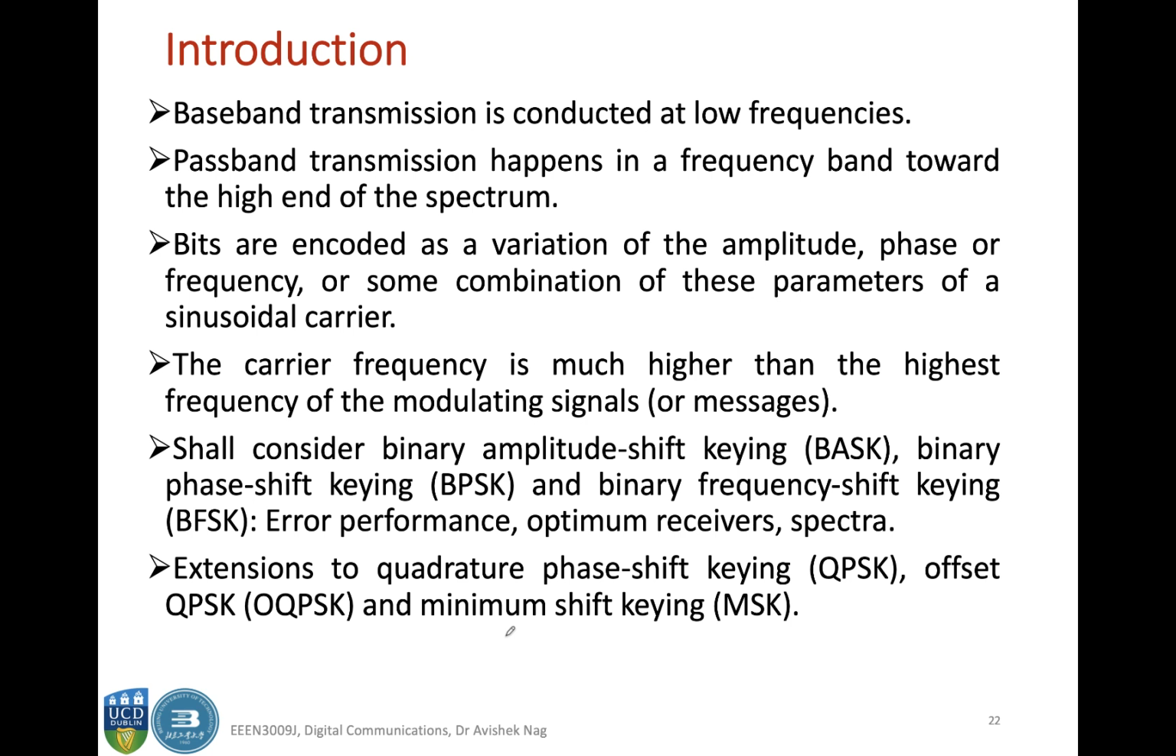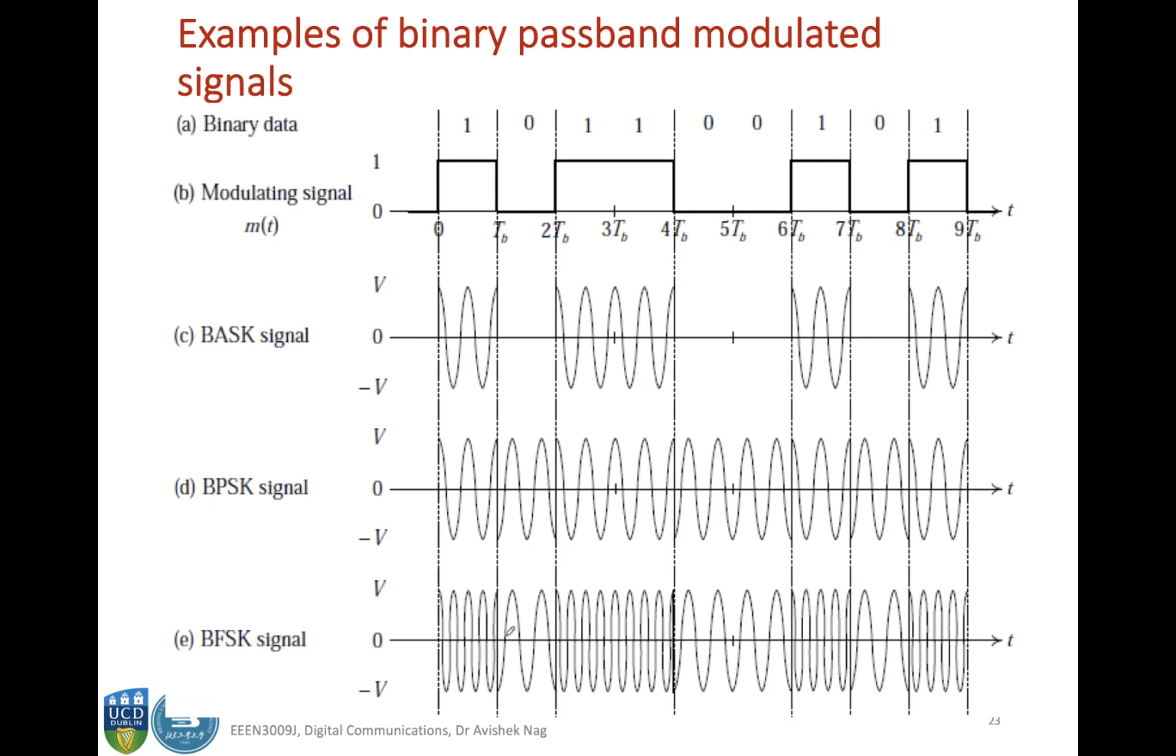Okay, and in case of digital communication, we have different types of modulation. We call them amplitude shift keying, phase shift keying, and frequency shift keying. Okay, so these are the digital equivalents of your amplitude modulation, phase modulation, and frequency modulation. Okay, so let's quickly look into these types.